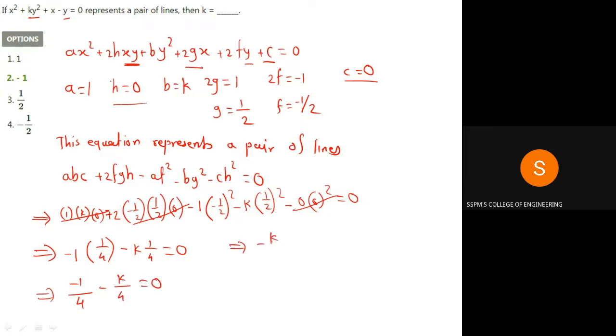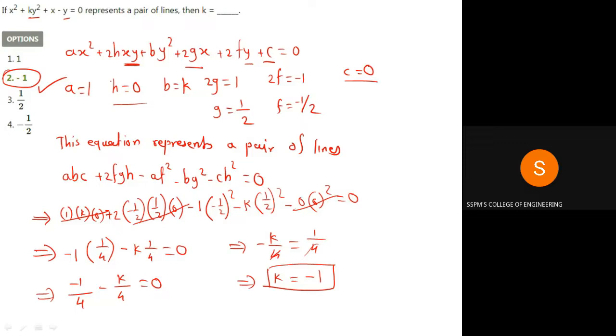That is, minus k by 4 is equal to 1 by 4 on the right hand side. So this 4 and 4 will be cancelled. That is k is equal to what? It is minus 1. So this minus sign goes on the right hand side. So k is equal to minus 1. So the second option will be the correct option.